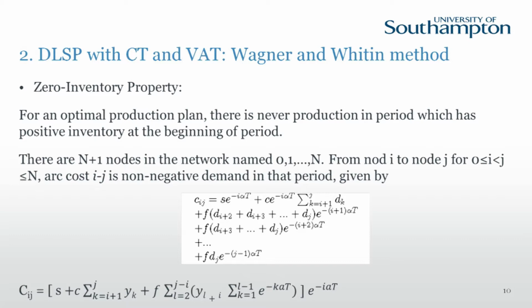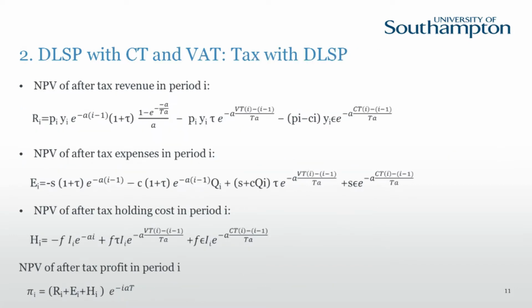This first term is the holding cost in the first time period, at the end of the first period, and this one is the holding cost of the second time period. We're rearranging our arc cost function in these terms. So this is the NPV-based DRSP problem. Based on this, we're further looking at how we model our tax-adjusted models.